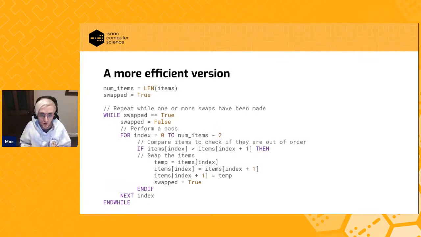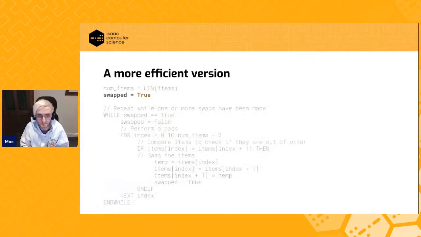Cool, so here's a new version of the algorithm. Much of this is similar to what you've just seen, but let's talk about the ways in which it is different. Firstly, we have a swapped variable. At the start, we're going to set swapped to true. We're going to use this swapped variable to check, as we're doing a pass, if we do a full pass and no items are swapped, that means that we already have a sorted list. So we can stop what we're doing and save some computation time. We can stop doing our loops.